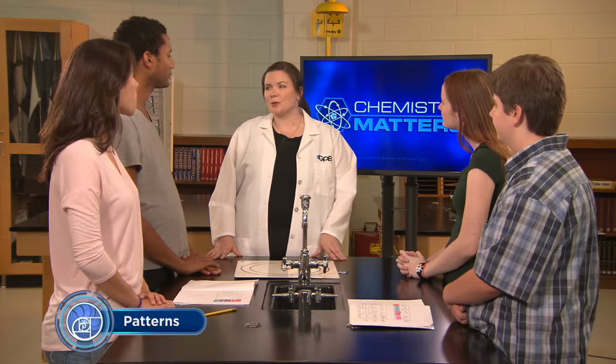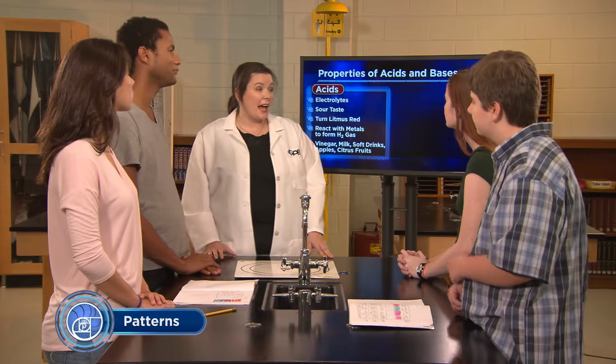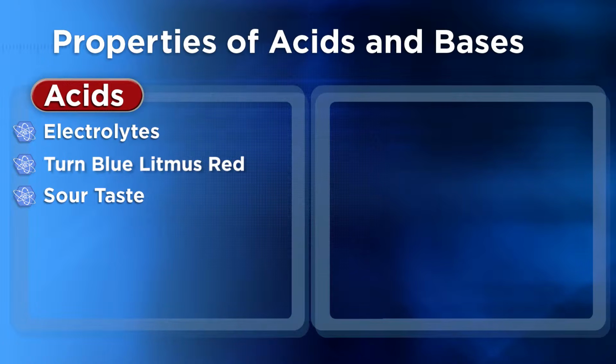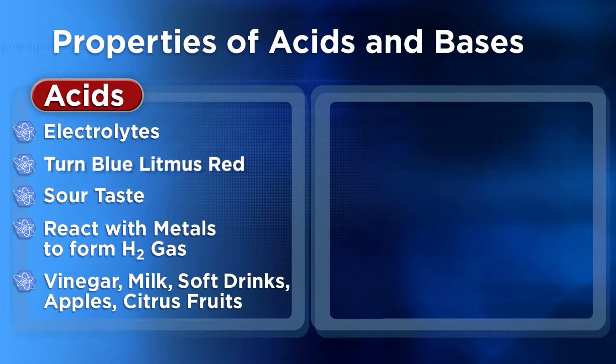We'll get into some more depth here shortly on acids and bases, but for now, let's go over a few general properties of each type. Acids are electrolytes. As you've seen, they turn blue litmus red. They also have a sour taste, and they react with metals to form hydrogen gas. Manufacturing hydrogen for industrial purposes is usually done by reacting an acid with a metal. Some examples of acids that we encounter on a daily basis are vinegar, milk, soft drinks, apples, and citrus.